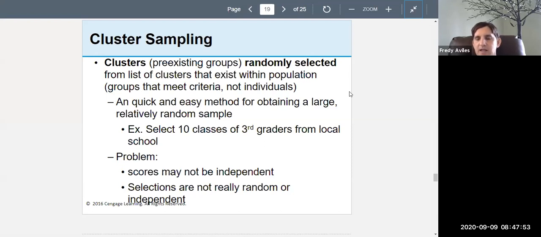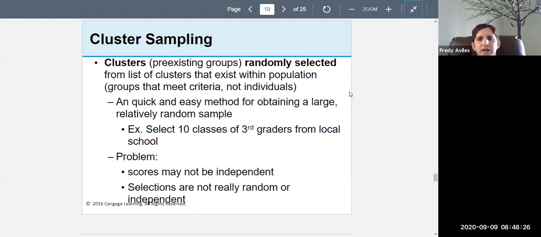Hey, this class and that class was selected. So therefore, those people in the class are going to be in the study. The problem is that the scores may not be independent. The people you select may not be independent, okay? Because if you're in the class, you're in the study. If you're not in the class, you're not in the study. It's not really independent. It depends on the cluster. It depends on the class, okay? If your class is selected, you have a 100% chance of being in the study. If your class is not selected, there's a 0% chance of being in the study.